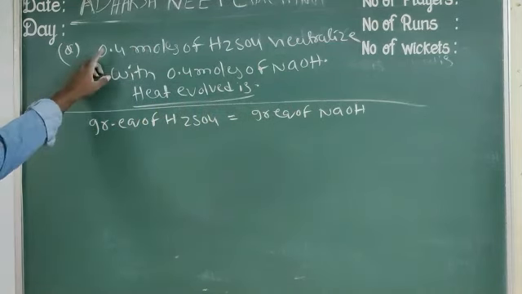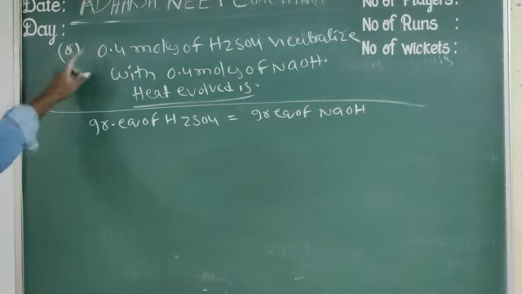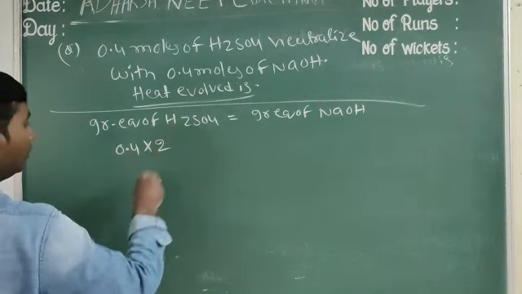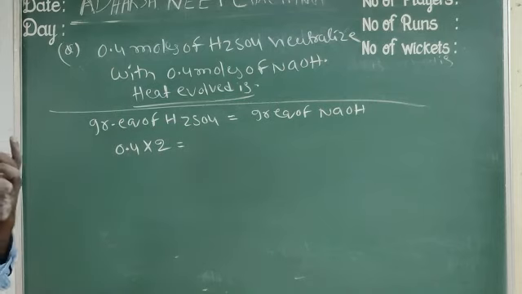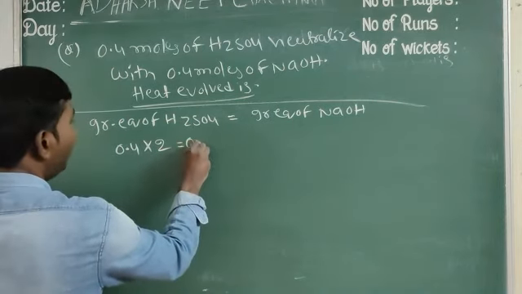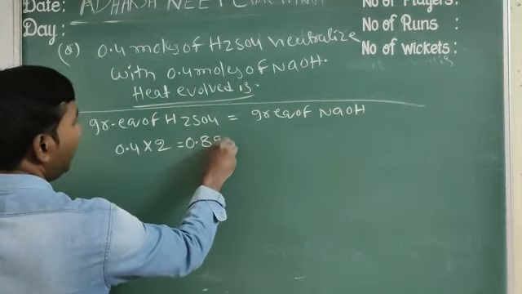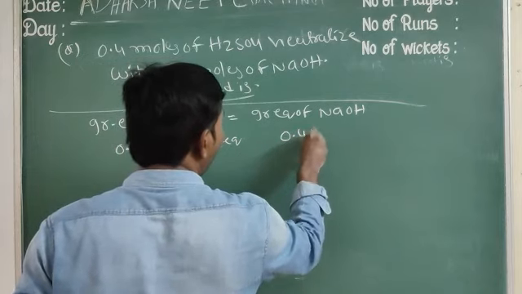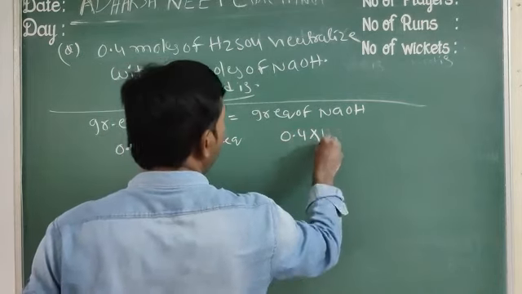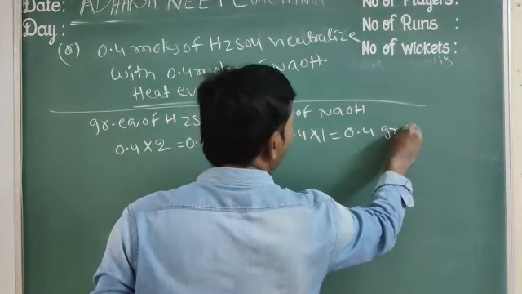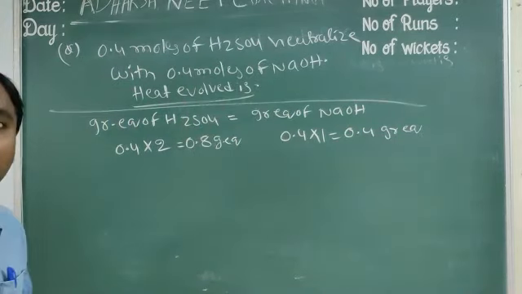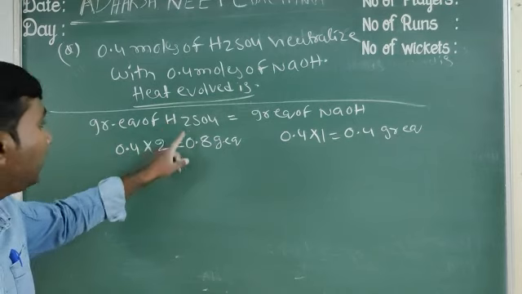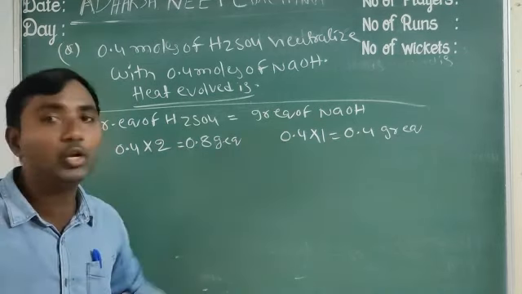Okay now. Gram equivalent means number of moles times valency factor. For the dibasic acid, the valence factor is 2, so 0.4 times 2 is 0.8 gram equivalents. For the base, 0.4 moles times valence factor 1 is 0.4 gram equivalents. Listen, already what we discussed: the gram equivalent of acid equals the gram equivalent of base. Here the acid is 0.8 and the base is 0.4.